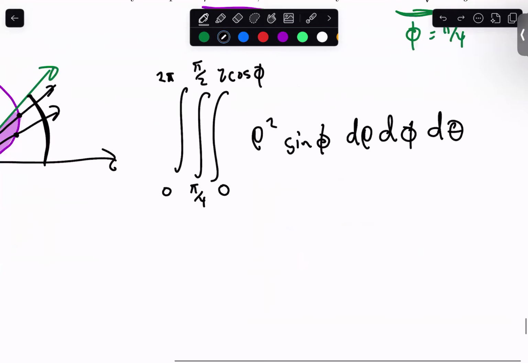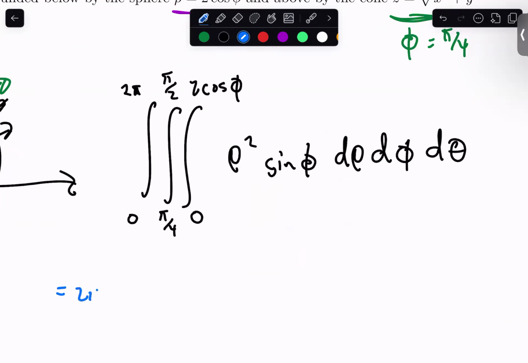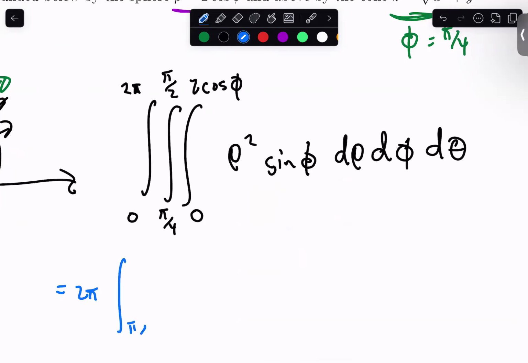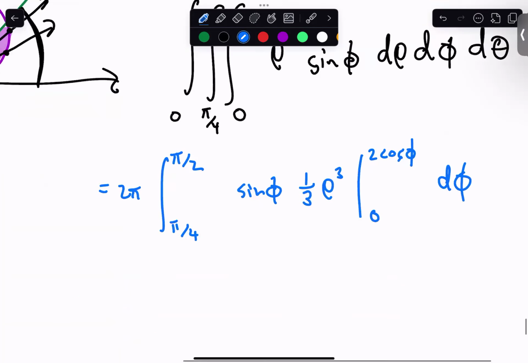All right, in the last 2 minutes, why don't we go ahead and try to solve this. Just as before, I don't see any thetas in our bounds or in our integrand, the function that we're integrating. So I can evaluate that integral quite quickly. When I integrate rho, I'm going to have 1/3 rho cubed. This time I'm going to be evaluating from 0 to 2 cosine phi, though. And then I'll still have my phi integral. Just as before, I'll go ahead and factor out that 1/3 now.